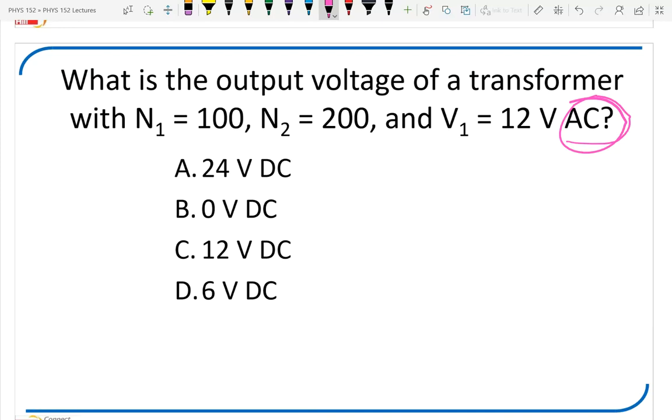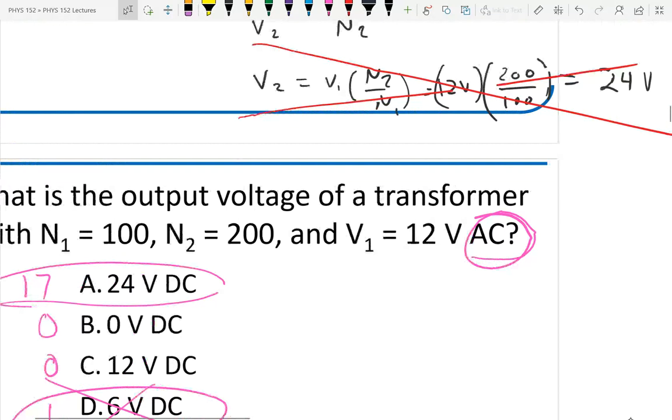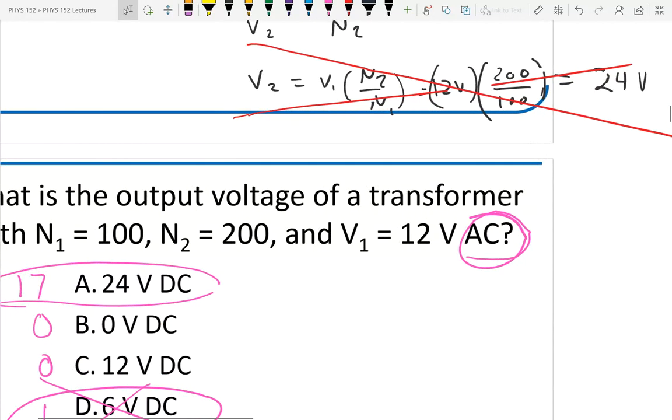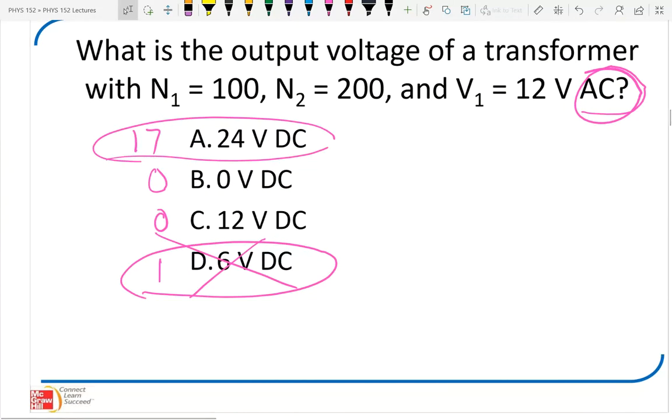We had 17 that said 24, one that said 6 volts. I just worked it out. Right there, 24 volts. Not sure how we got 6 volts after we just worked it out, but it wasn't Corso. No, it was not Corso. I didn't get that.